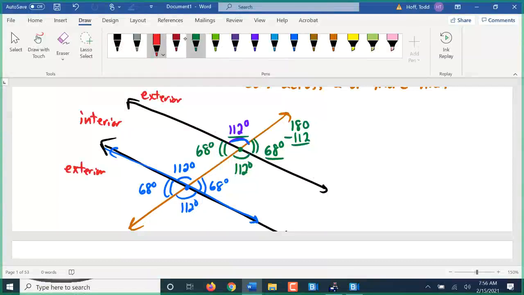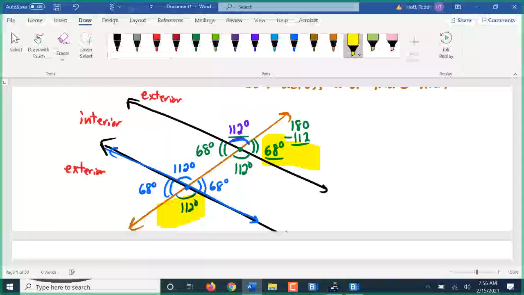So like these two angles would be alternate interior because they're on the inside of the parallel lines, but they're on opposite sides of the transversal. These two would be corresponding interior angles. They're interior, but they're on the same side of the transversal. These two would be alternate exterior angles because they're on opposite sides of the transversal. They're outside.